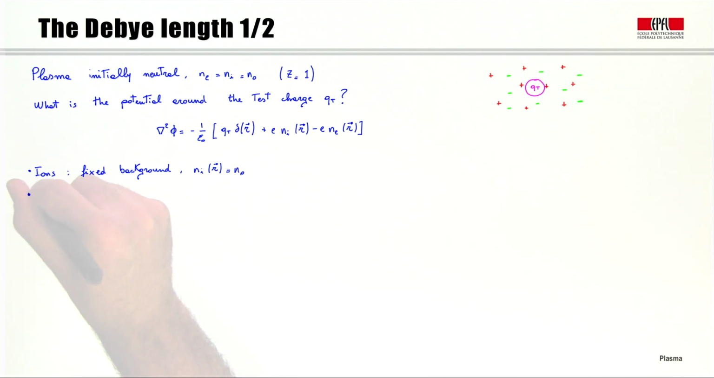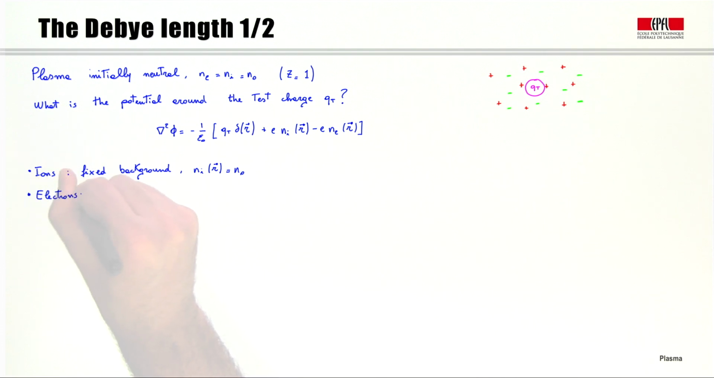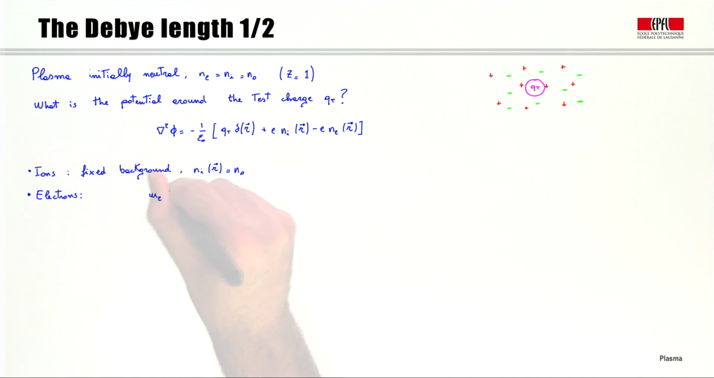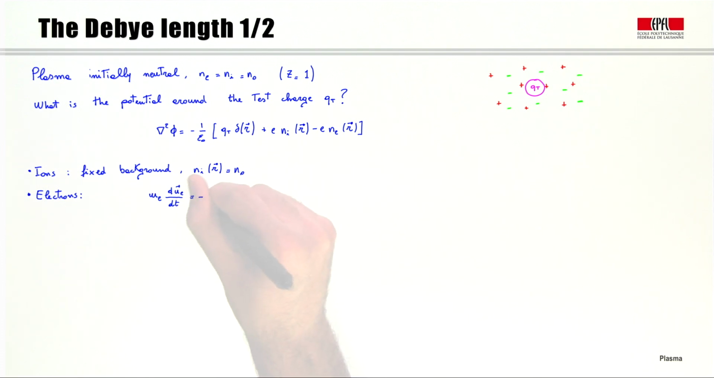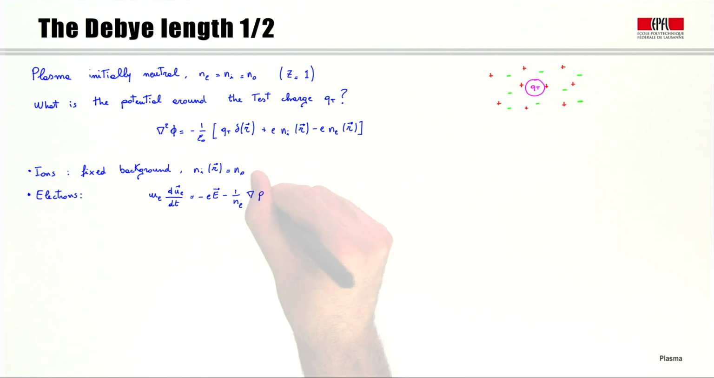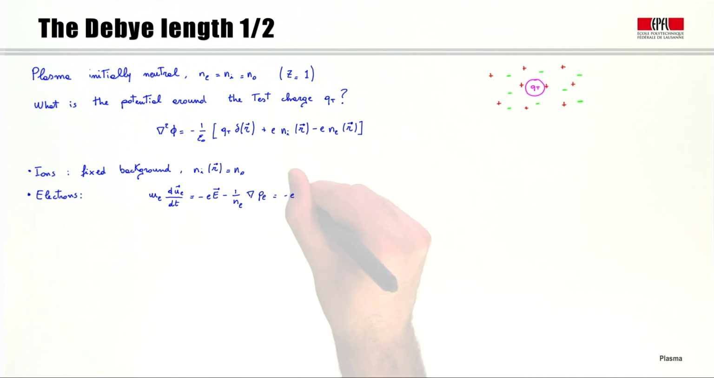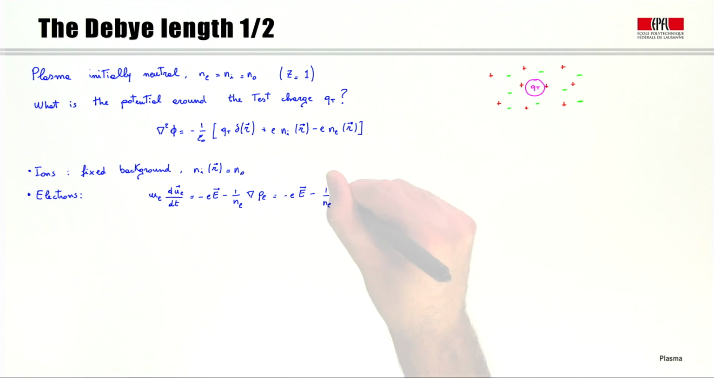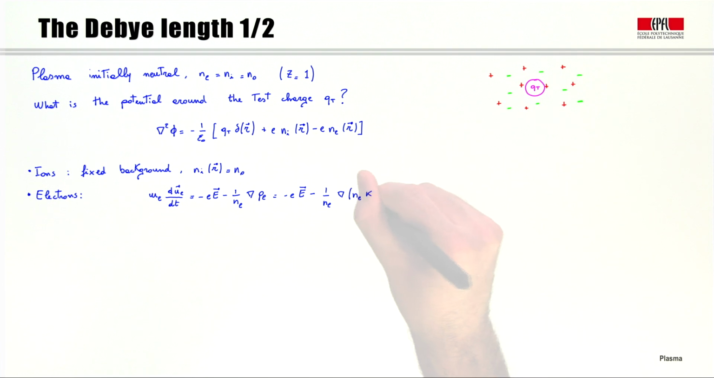How about electrons? The electrons are light and therefore they move. We have to write down an equation of motion if we want to study where they will go. This will be given by the electron mass times the derivative of the electron velocity. This will be equal to the forces acting on the electrons, which are given by the electric field and the pressure.